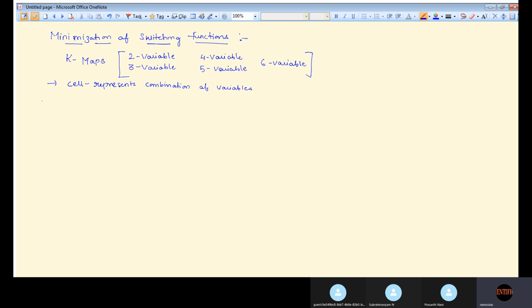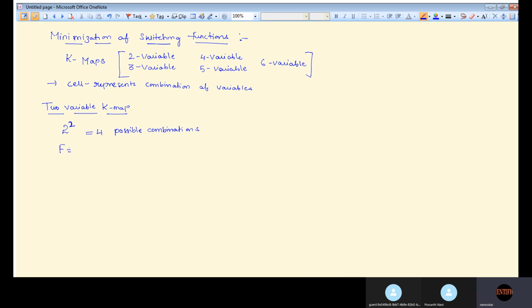So let us start with the 2 variable K-map. If we look at the 2 variable K-map, how many combinations will there be? 2 power 2, which is 4 possible combinations.